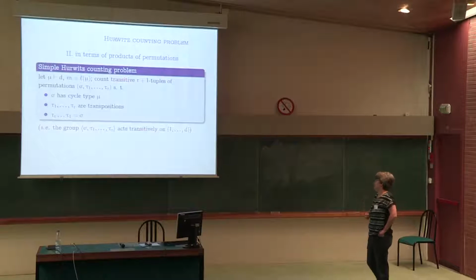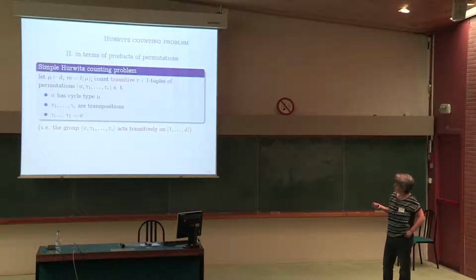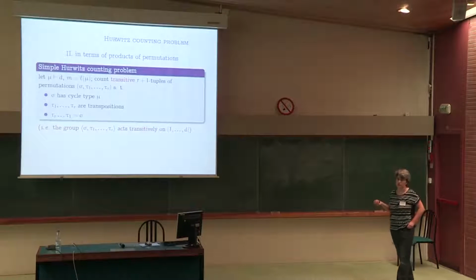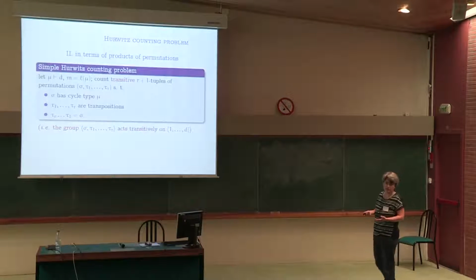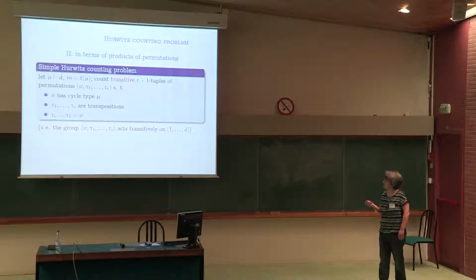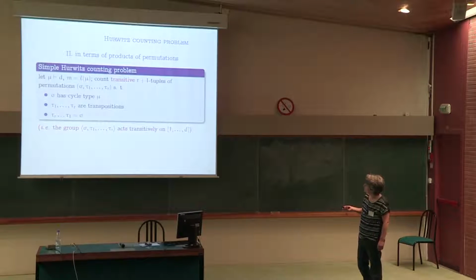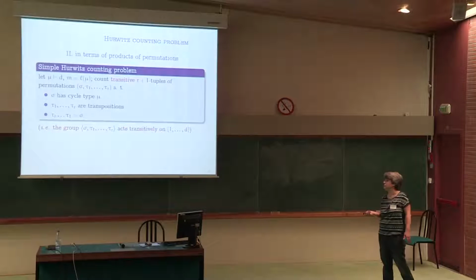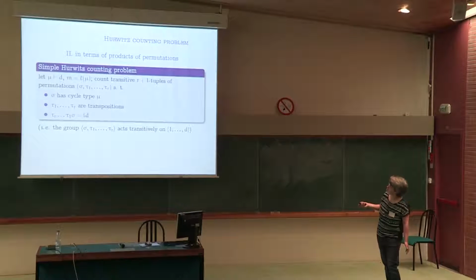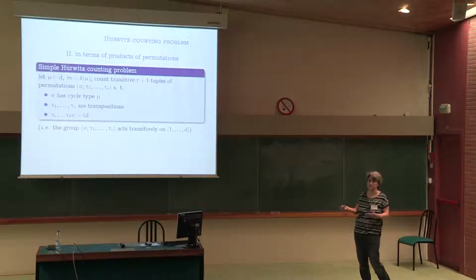What does transitive mean? It means that we want the group generated by the permutations to act transitively on the integers 1 to d. In some way we see the connexity condition for maps that we arrive at here. This transitive condition. Just a small remark. I wrote that sigma must be the product of the transpositions. I could have written things otherwise, since actually sigma and its inverse have the same cycle type, so it would have been exactly the same.